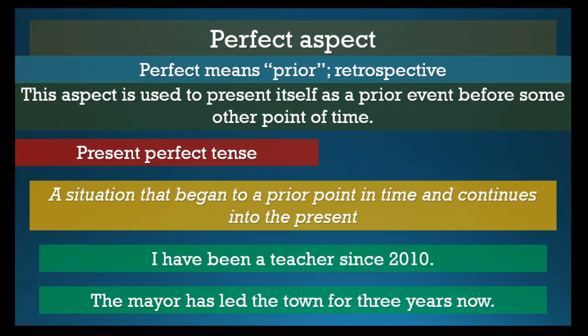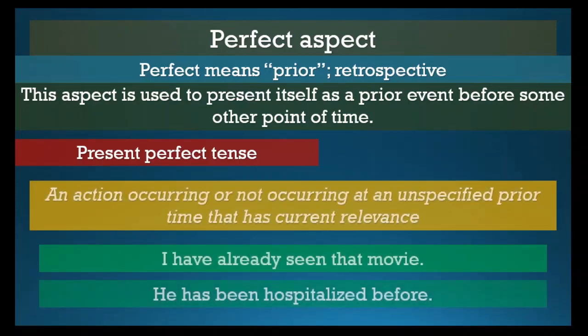Note, however, that this action that happened before now or before the present still continues now or at present. This is the same with the example, the mayor has led the town for 3 years now. The mayor became a mayor 3 years before the time when this statement was spoken. Next, the present perfect is also used to convey an action occurring or not occurring at an unspecified prior time that has current relevance.